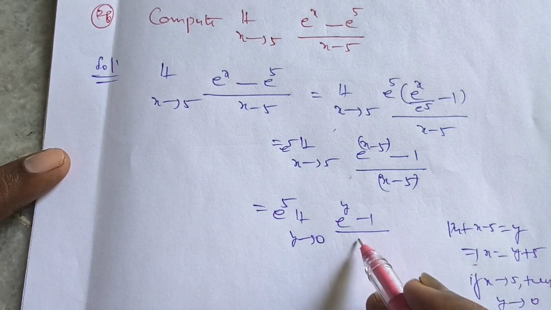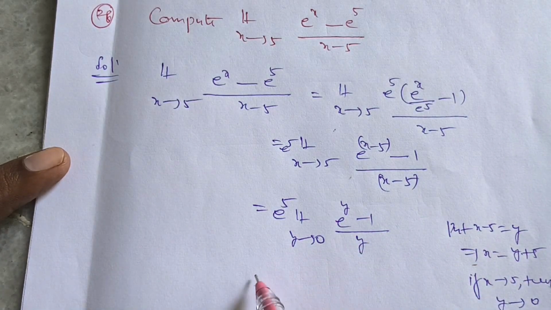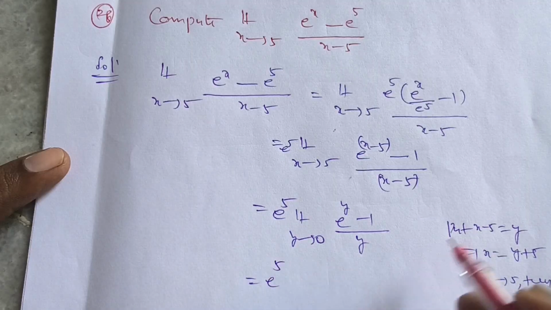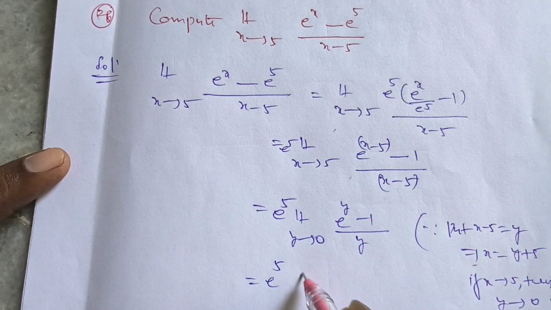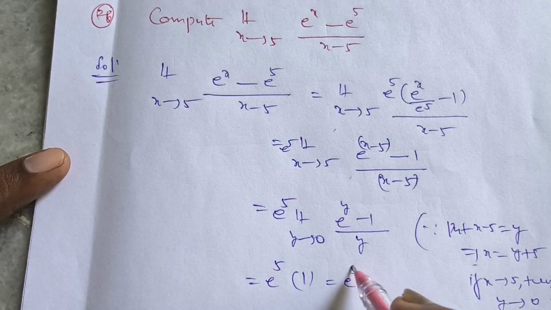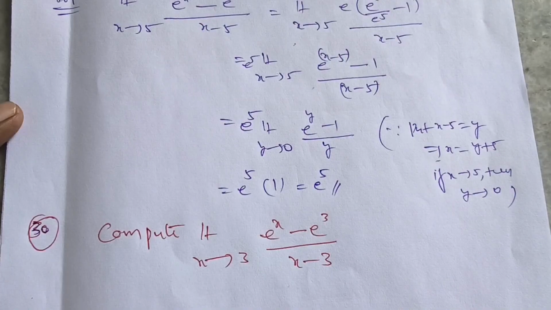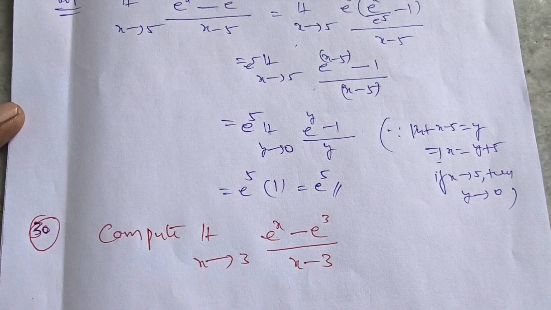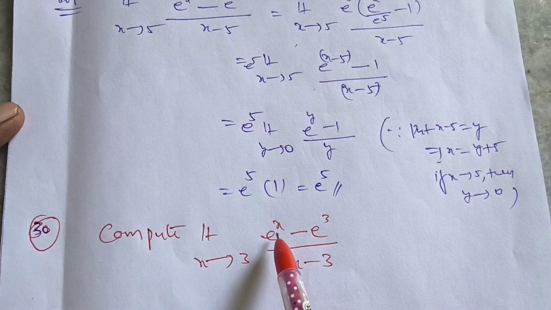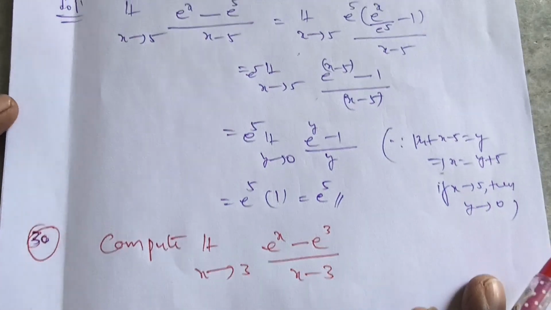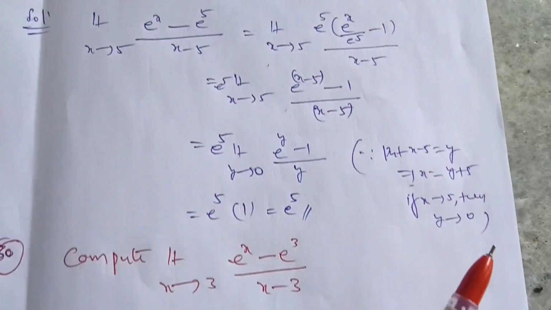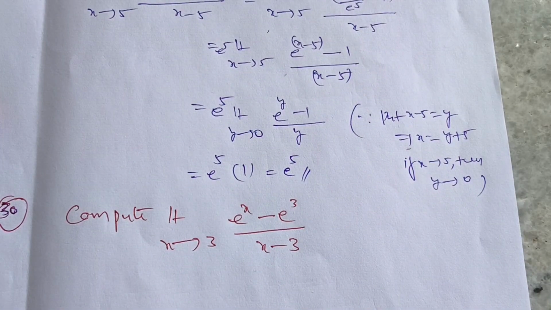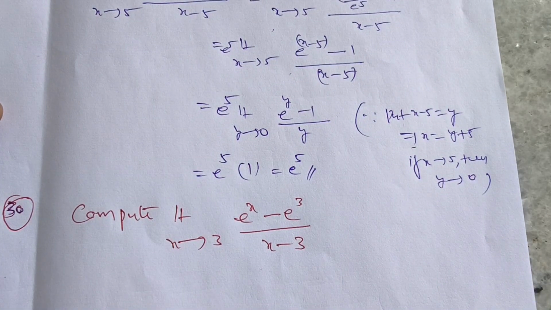Now the above limit can be totally transformed into the y variable, that is limit y tends to 0, (e power y minus 1) by y. E power 5 into this limit, which is in standard form, equals 1. So e power 5 into 1 equals e power 5. Now compute limit x tends to 3. This problem can also be solved like this.